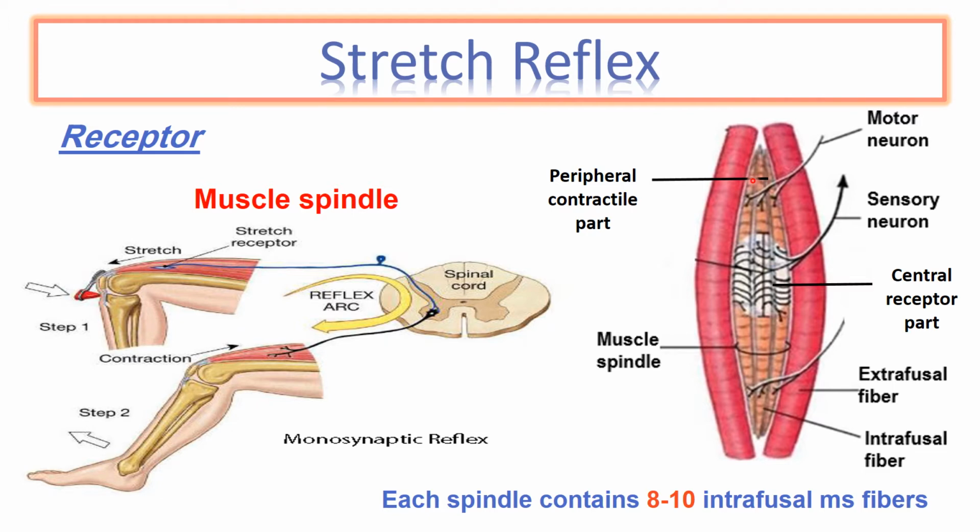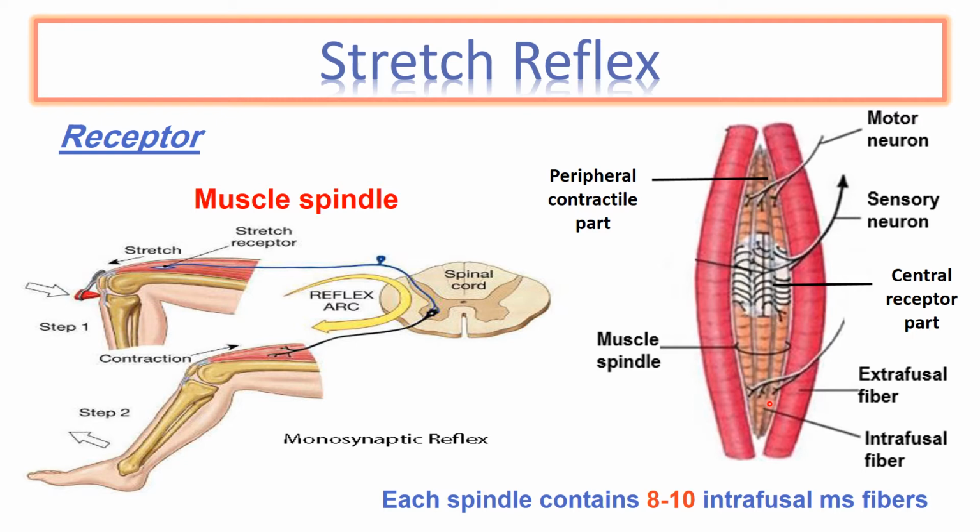The intrafusal muscle fiber, or the muscle spindle, or the receptor of stretch reflex, is composed of two parts. The central part, which is the receptor part, the sensing part, and the peripheral part, which is contractile and has the ability to contract. So the central part only senses, only receives. It sends a sensory afferent neuron to carry the sensation away from it. But the peripheral part has the ability to contract. It is like the muscle fibers.